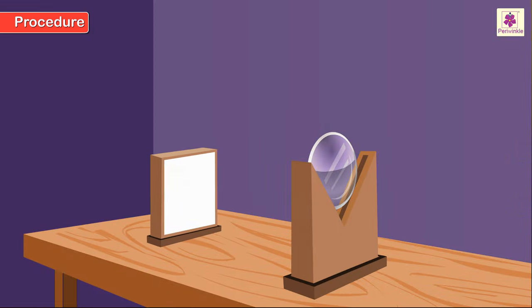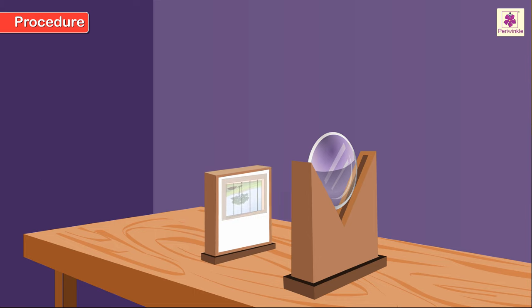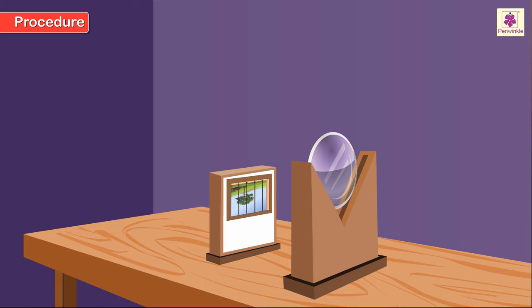Slowly move the screen or the lens to and fro so that the distance between the lens and the screen changes. A sharp, real, inverted image of the object is obtained on the screen. In this position, the vertical planes of the screen and the focal plane of the lens coincide with each other.